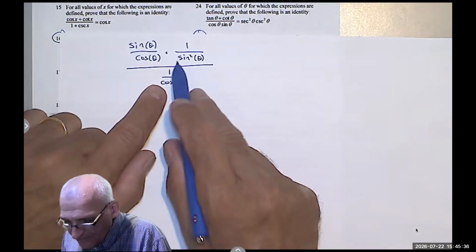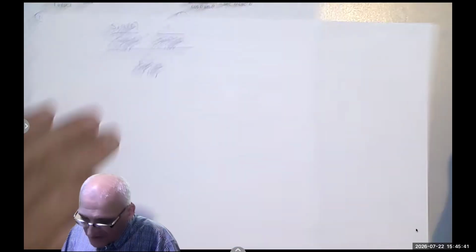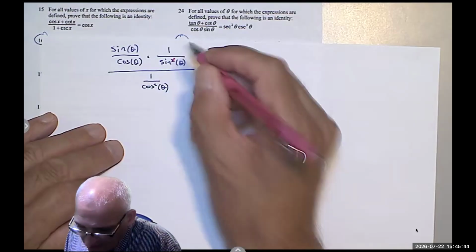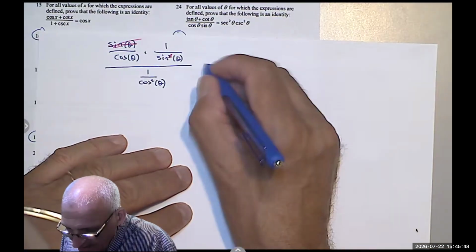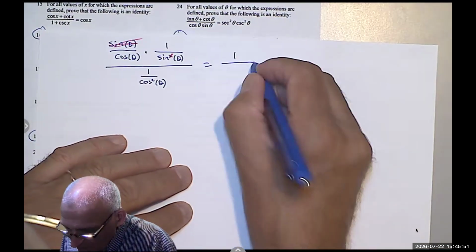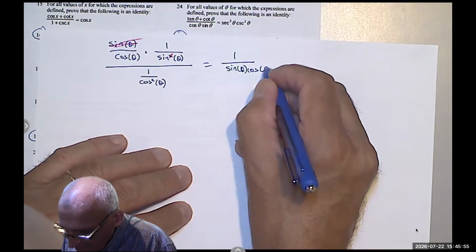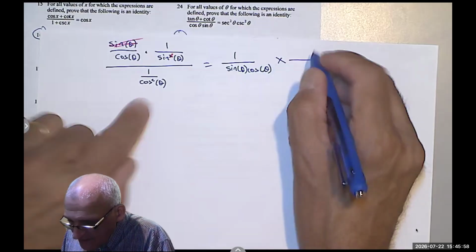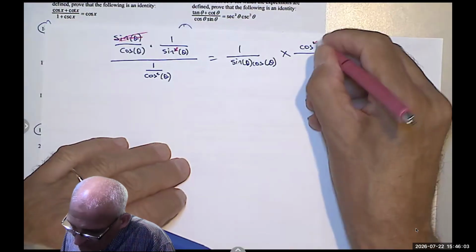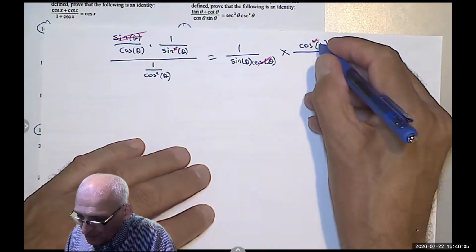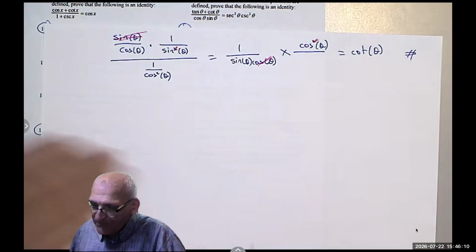Now, when you divide by a fraction, you multiply by its reciprocal. But before doing that, the sine and the sine cancel. And I get this equals 1 over sine theta cosine theta multiplied by cosine square theta. The square goes with the cosine, so you end up with cosine over sine equals cotan theta, and that proves this.